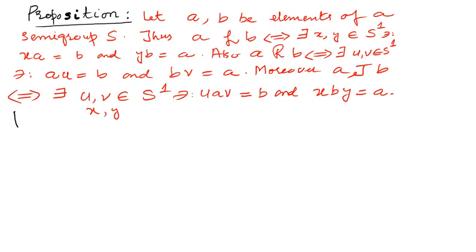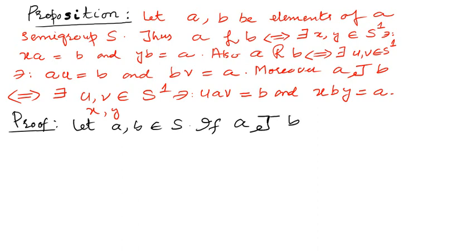Okay, let's prove this theorem. In this also I will prove only one part, the last one, J. Let's choose A, B belonging to S. Now if A is J related to B, then the two-sided principal ideals generated by A and B are the same. This is the smallest ideal containing A, and also the smallest two-sided ideal containing B.